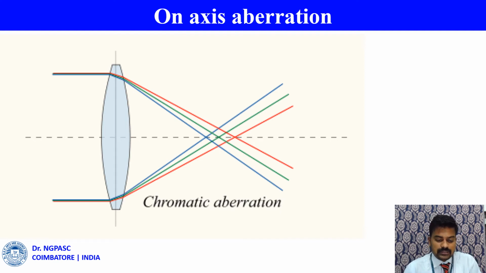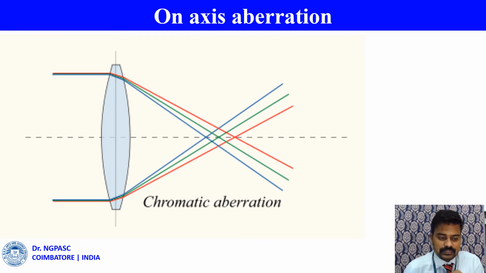So it's caused by the dependence of the lens's refractive index on different colors. You also know that different colors have different wavelengths. So these lenses cannot focus all colors on the same point. That's the main problem with this aberration.